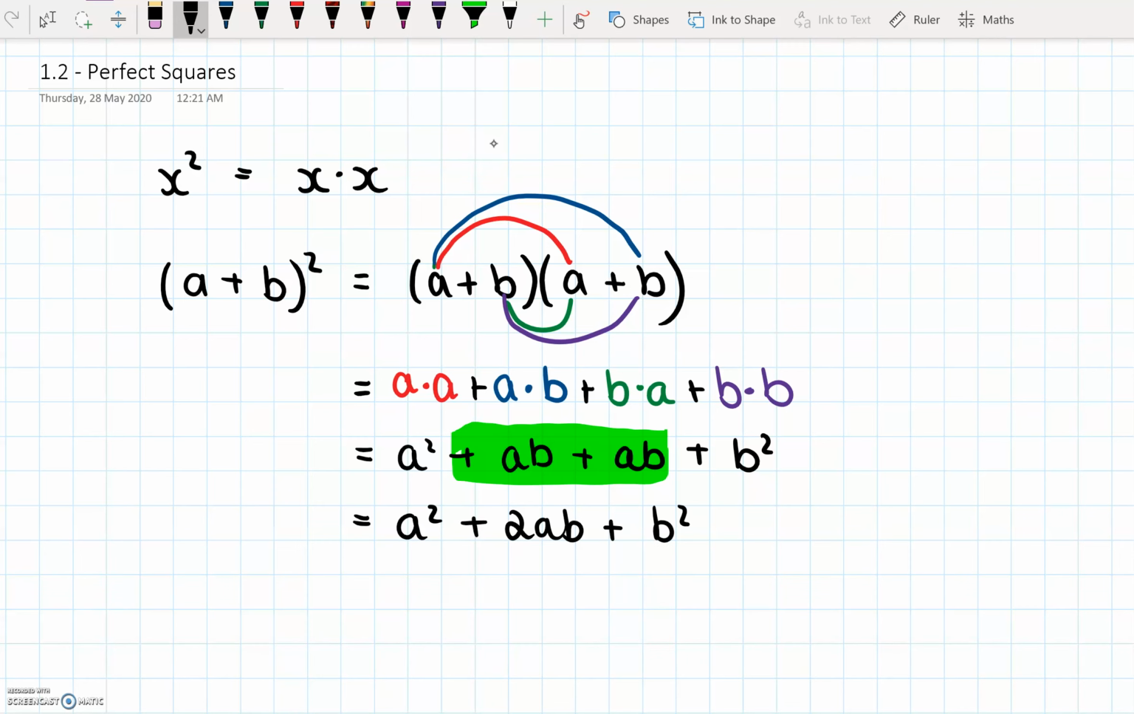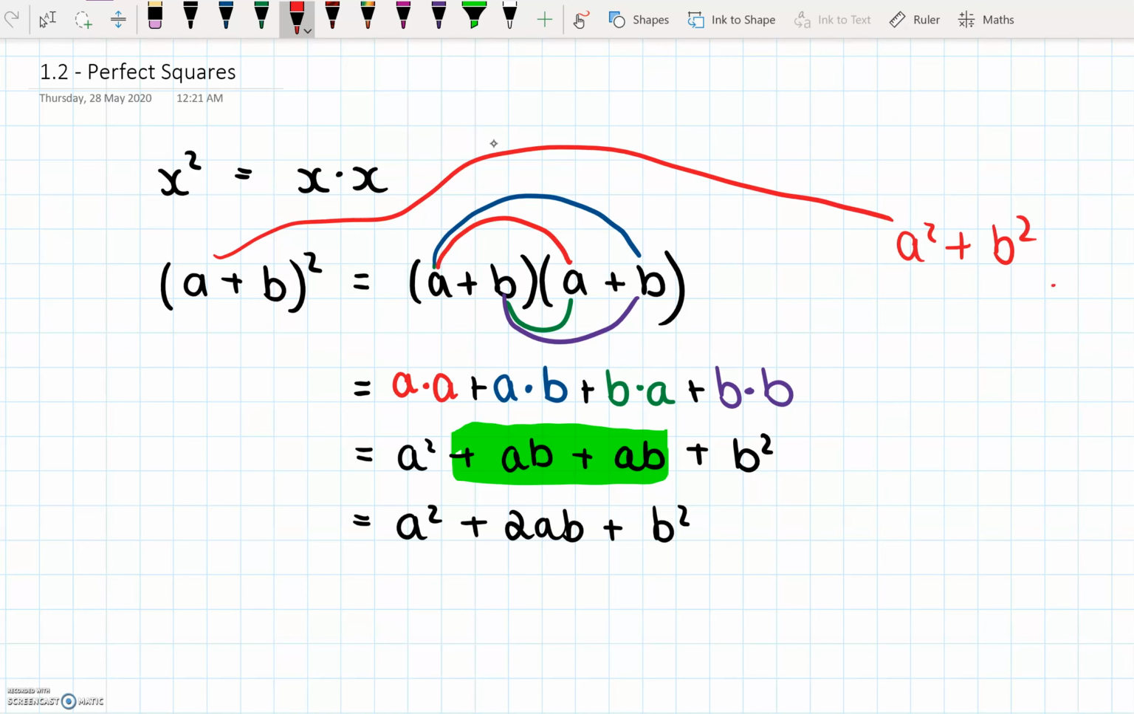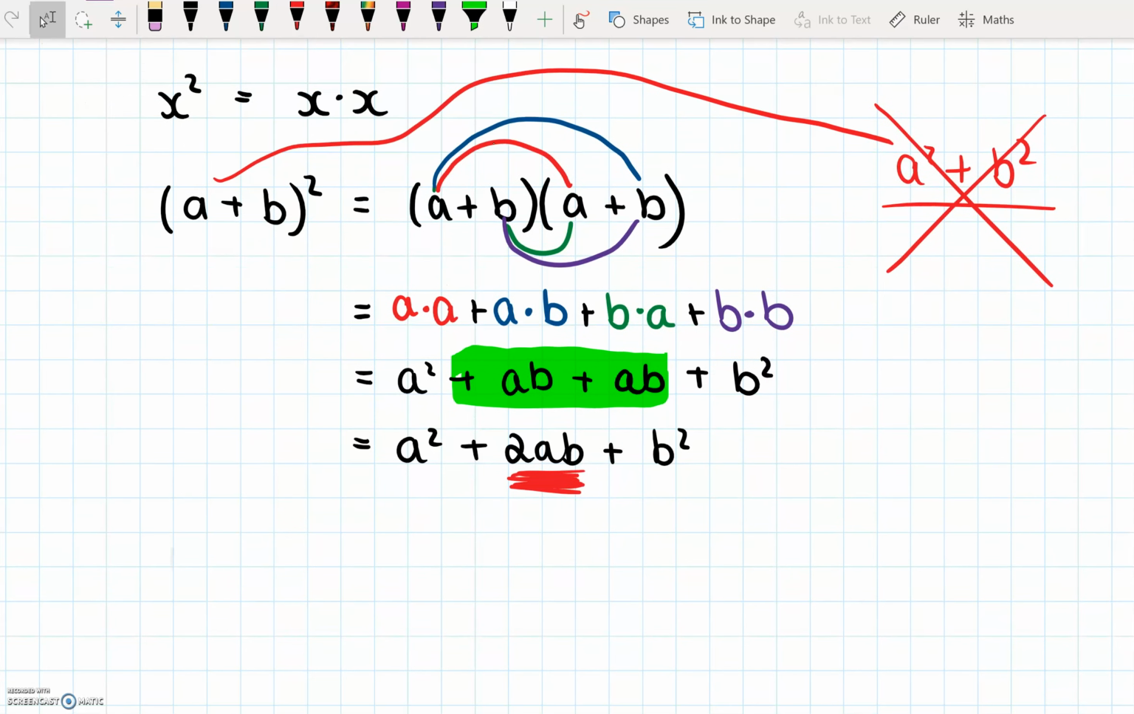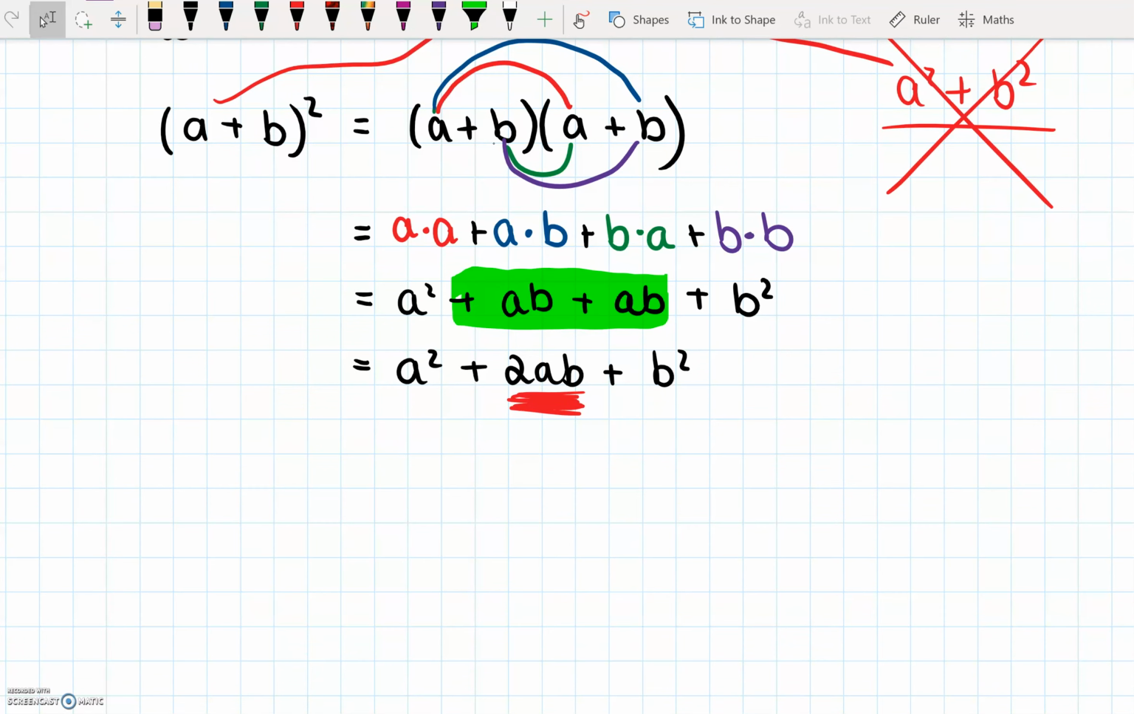I'll tell you right now what they tend to do in year 4. The kids in year 4 will see this and go, well, that's a squared plus b squared. Done, simple. But you can see that a squared plus b squared is not all we get. We actually also get this guy in the middle, 2ab, and that's really important because that's the thing that the 4th years tend to forget. So please, it's not a squared plus b squared. Don't ever do that.